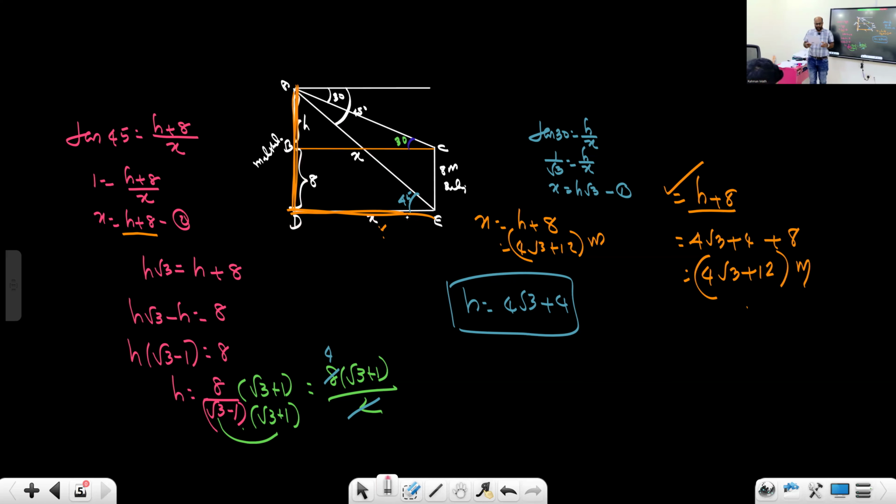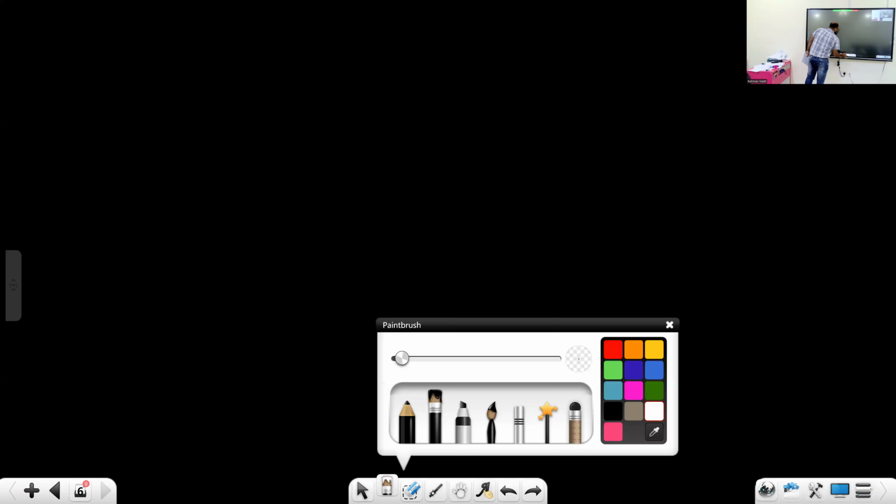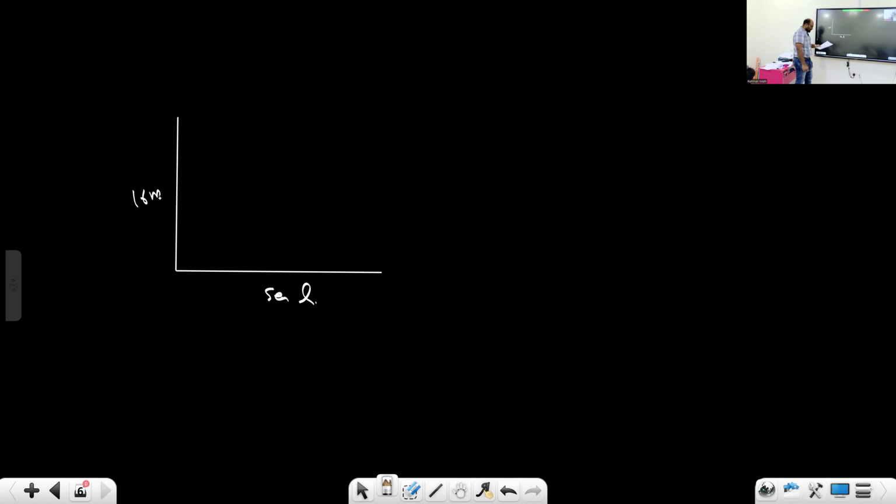Next, question number 12. A man on the deck of a ship which is 16 meter above the sea level or water level. This is the sea level, and from here, 16 meter above. Read the question.